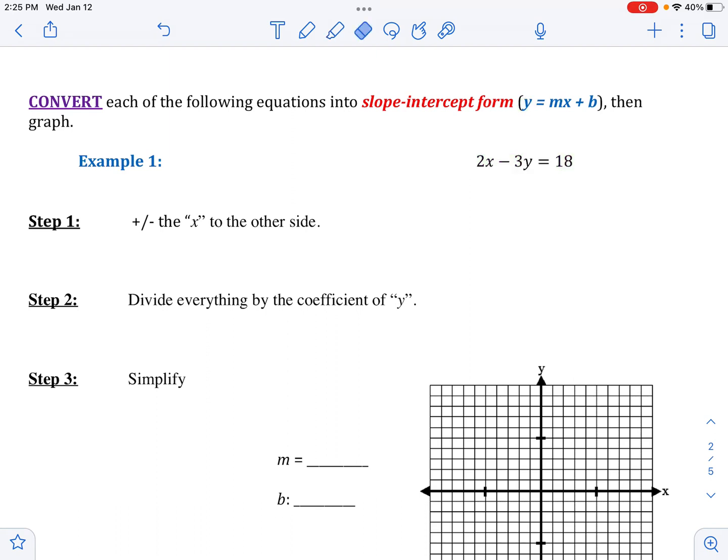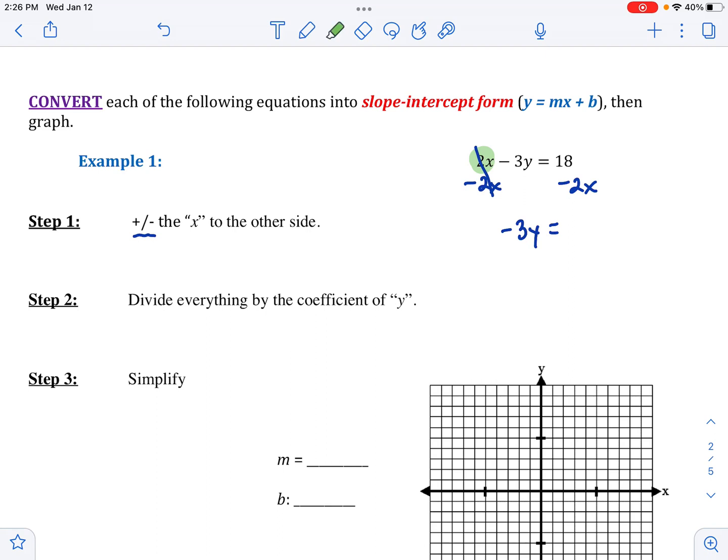So the very first thing that we are going to do is, it says to either add or subtract the x to the other side. Well, how do we know whether to add or subtract? Well, I look at this 2x and I notice that it is positive. The opposite of a positive is a negative. So therefore, I am going to subtract 2x from both sides. When I do that, 2x minus 2x is 0. So that cancels out, and that leaves me a -3y to the left of the equal sign.